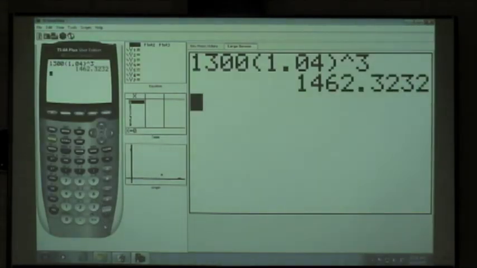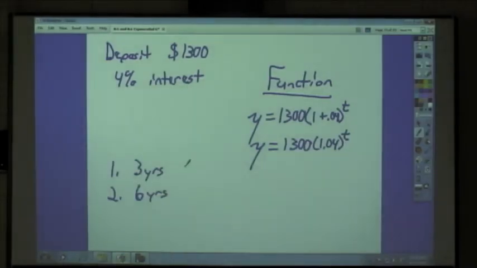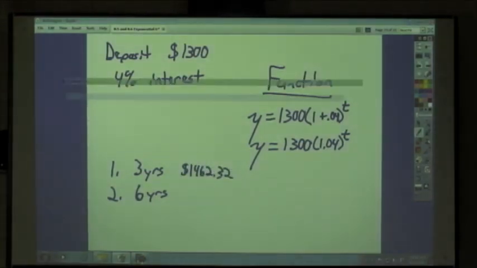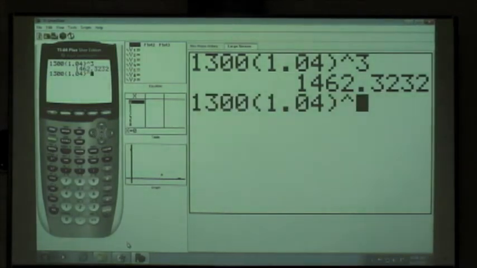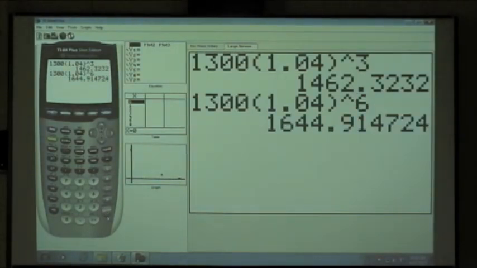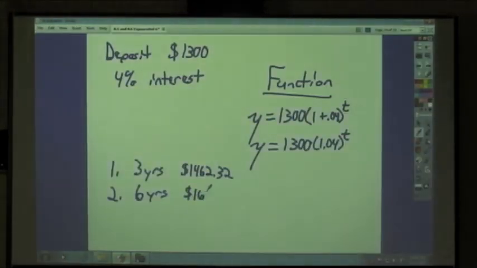You get $1,462.32. So when you're looking at this, I am expecting you to be able to round correctly for money. If you don't, you will miss points. Since we're using the same function, we can hit second, enter, and it pops it right back up on the screen again. And if I want to find the value after 6 years, I just take and replace that 3 with a 6. And I get $1,644.91.